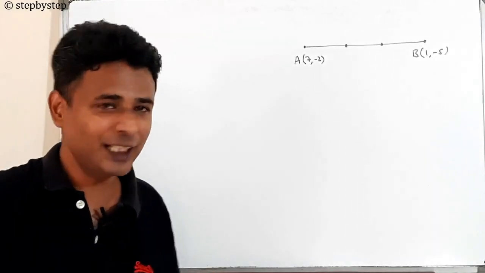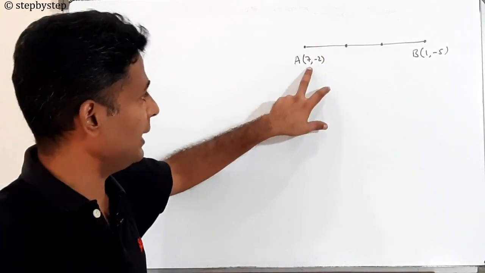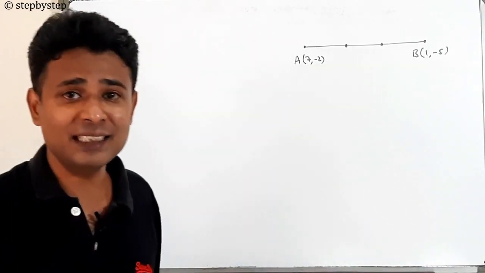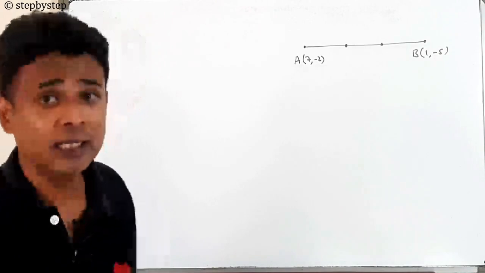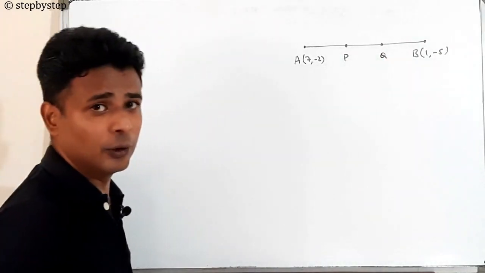Alright guys, the second question in the test was to find the points of trisection of the line joining A (7, minus 2) and B (1, minus 5). Now trisection, what does it mean? Dividing into 3 equal parts. So let this point be P, let this point be Q.